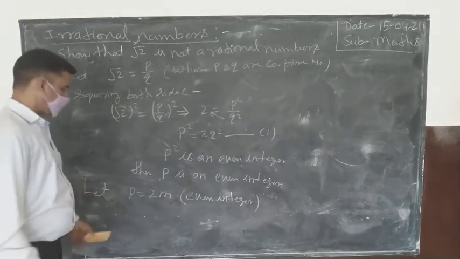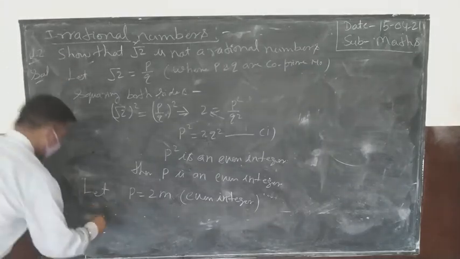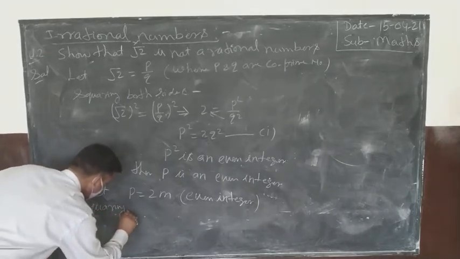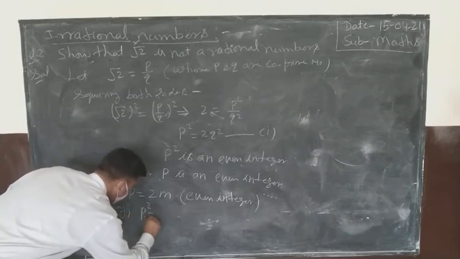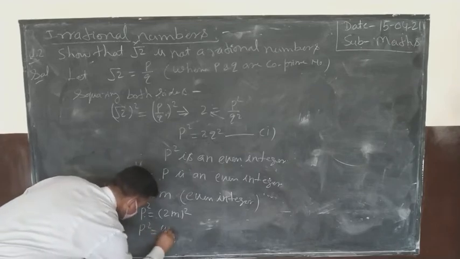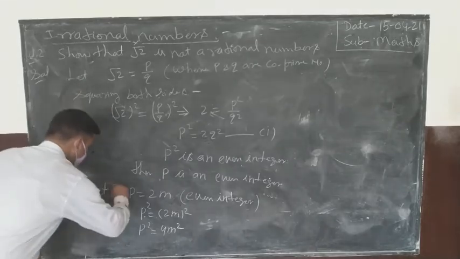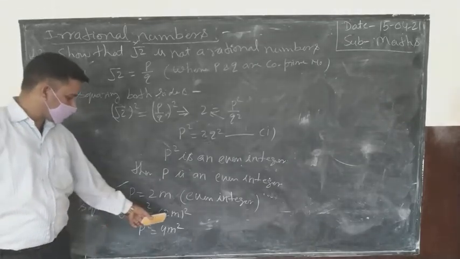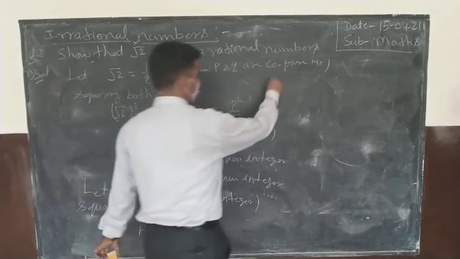Then squaring both sides again: P square equal to 2n square. What will it become here? P square equal to 4n square. When squaring both sides, what is the square of this? 4n square.